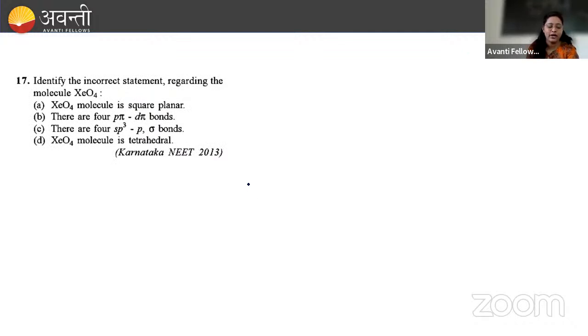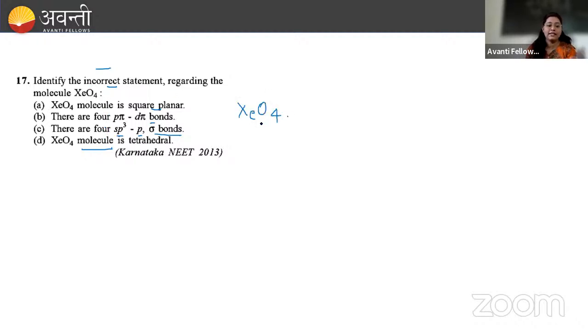So here we need to find out which statement is incorrect. Okay, first of all, we have to keep in mind the incorrect statement regarding the XeO4 molecule. XeO4 molecule is square planar. There are 4 p-pi bonds. There are 4 sp3-p sigma bonds. XeO4 molecule is tetrahedral. So which among the following is what we can say is the incorrect statement? You know XeO4.